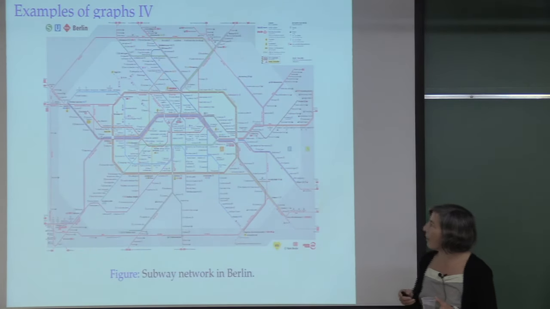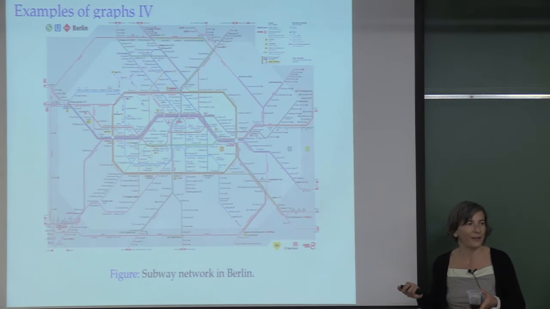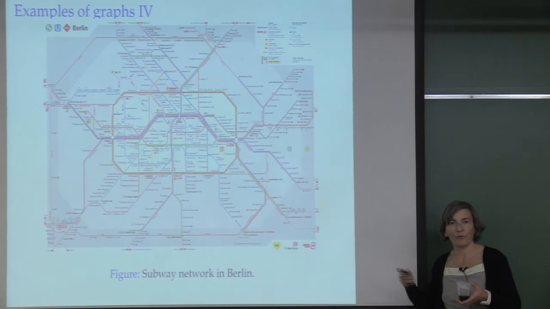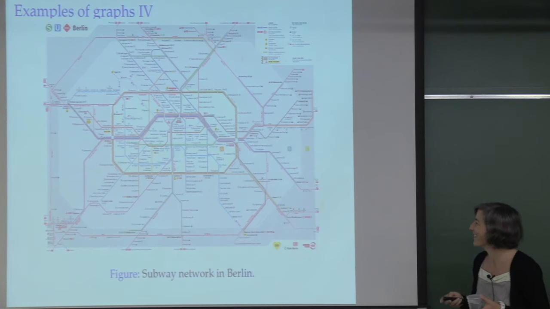This is another very nice map, the subway network in Berlin. I could have taken the Paris network, because I am in Paris, but I've chosen the Berlin network. It's basically because I have prepared this course with another colleague and she's German. So she chose Berlin and I didn't change.